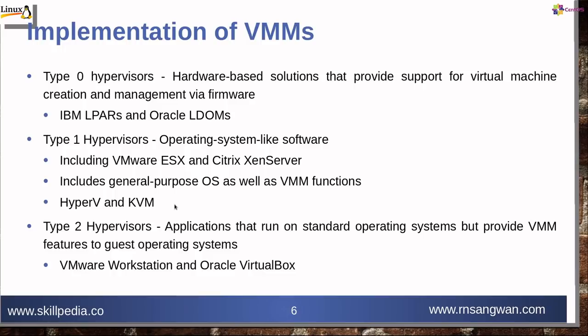Then we have type 2 hypervisors. Type 2 hypervisors are basically independent software which runs on top of an operating system but provides VMM features to guest operating systems. Examples are Oracle VM VirtualBox and VMware Workstation. They are type 2 hypervisors.